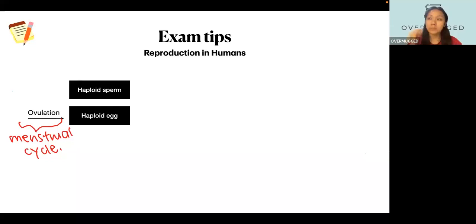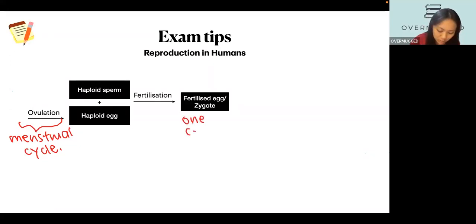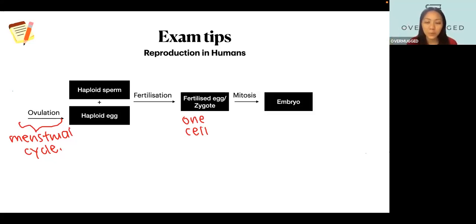Okay, so after we learn about the male and female reproductive system and the menstrual cycle, then comes the whole series of processes. After we have the haploid sperm and haploid egg, what will happen to them? If sexual intercourse happens during the fertile period, there will be fertilization. Fertilization gives us the fertilized egg or zygote. This is only one single cell. All of us start with one single cell. And then there is a lot of cell division or mitosis. And then it becomes an embryo. Embryo is when it is about 32 cells.